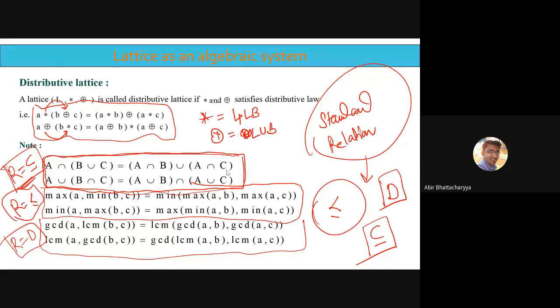Next, the distributive property always holds true under these standard relations. We will use this concept to prove whether a lattice is a distributive lattice or not. The first question is that you have to prove that R with minimum and maximum is a distributive lattice. That means the set of real numbers, where minimum is your GLB and maximum is your LUB.